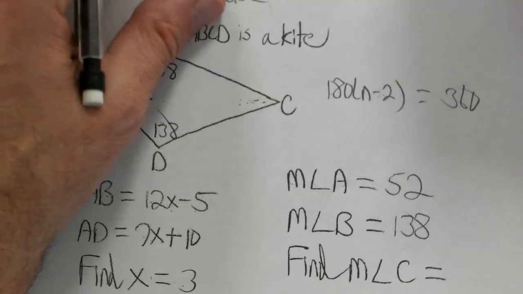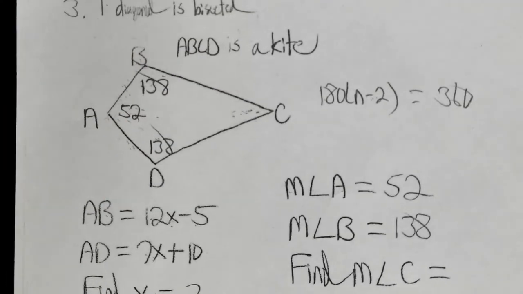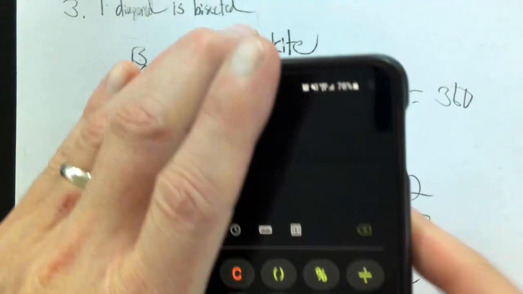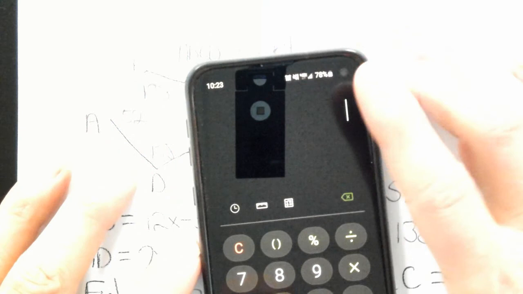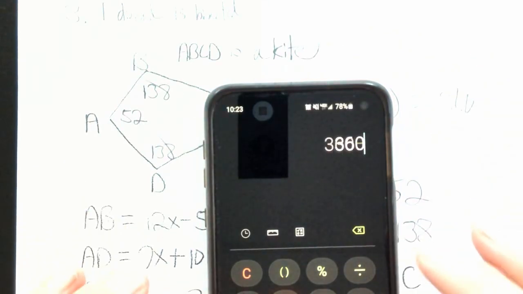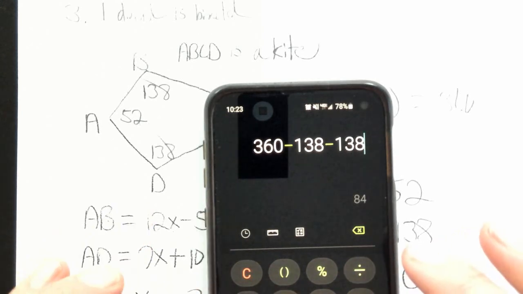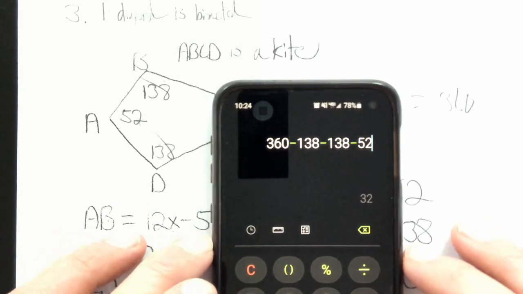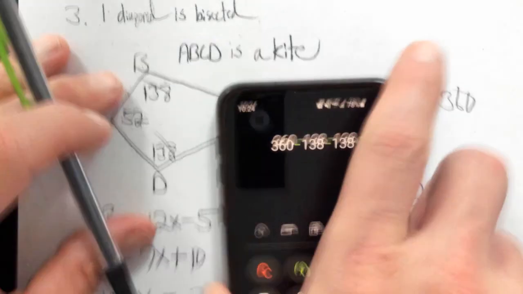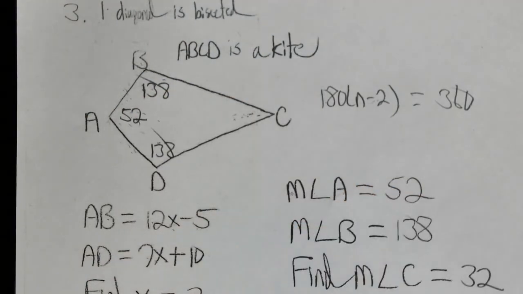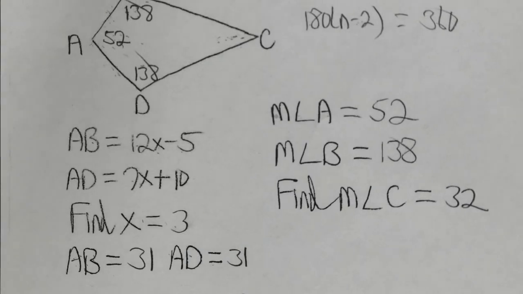All right? Now, in order to finish that then, since I have 3 out of the 4 angles, all I just need to do is take a calculator and go 360 minus 138 minus 138 minus 52, and whatever's left, which is 32, it's got to be the answer for angle C, 32. All right, so there you go. Finished.